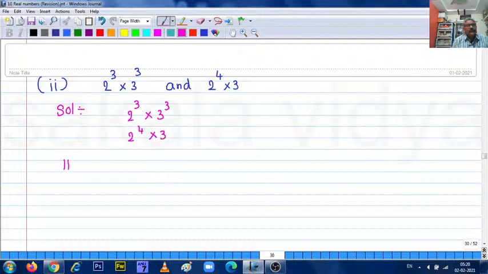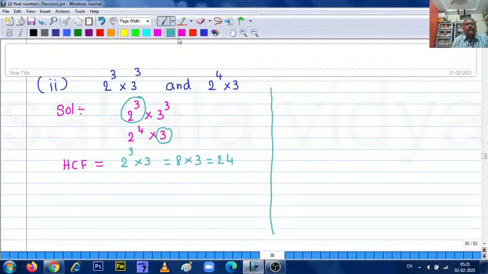Now HCF means, just look for the common factors. What are the common factors? 2 cube is there, 2 power 4 is there, the least power is 2 cube. So 2 cube you take. 3 cube, 3, 3 is common. Here the least power is 3 power 1, that is 3. So HCF is equal to 2 cube into 3. So 2 cube is 8, 8 into 3, answer is 24. This is HCF. Next, LCM you need to find out.